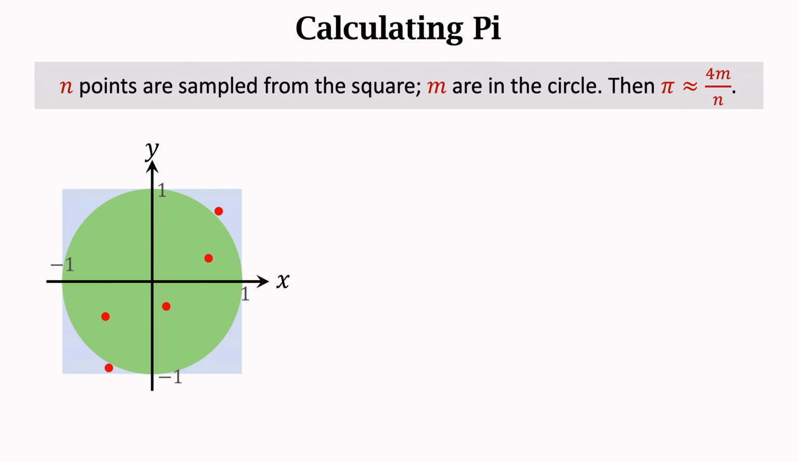This is our conclusion. A total of n points are sampled from the square. We observe m points in the circle. We approximate pi by 4m over n. Note that the sampling must be uniform. You need to make sure that everywhere in the blue square has the same probability. If the sampling is not uniform, then the equation cannot be applied.